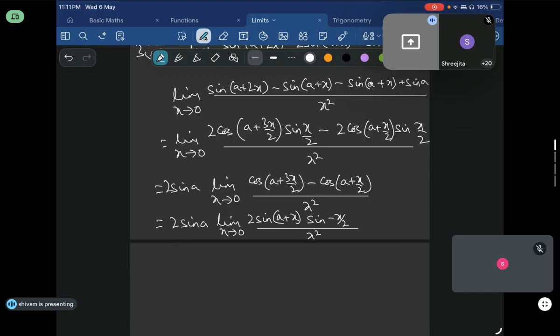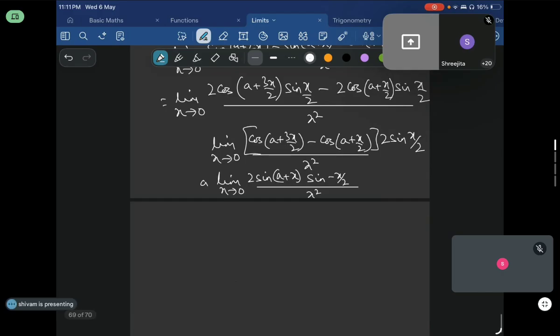So 2 sine x by 2 will be common. Over here 2 sine A will not be there. Okay, so sine x by 2, 2 sine x by 2 will be common. Okay, next. So I think now it is correct. Let's see, 2 sine x by 2 into sine of minus x by 2. So I think now I will get it into 2 sine x by 2.